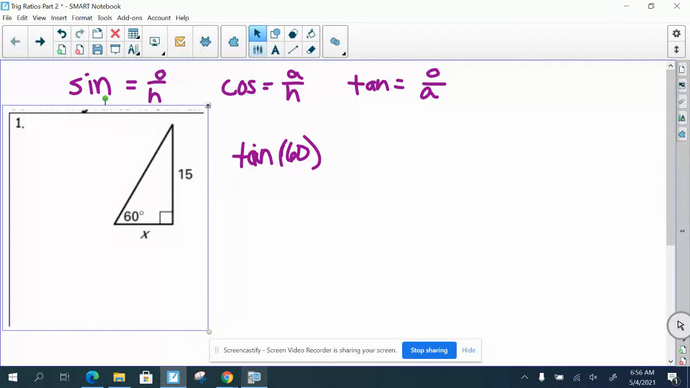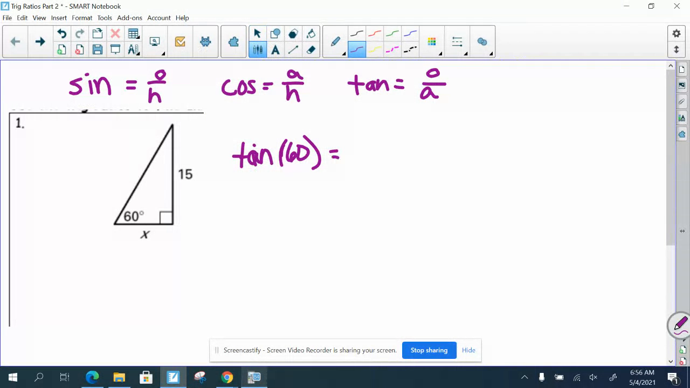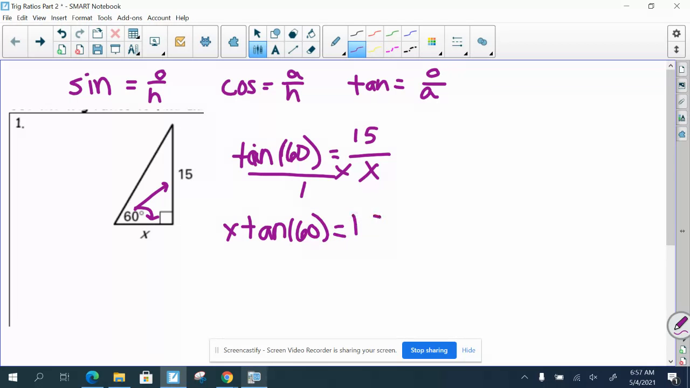So our tan of 60 degrees equals opposite, which is 15, over adjacent side, which is x. The adjacent side is the one that it's next to, that it's touching. That's not the hypotenuse. Okay, so here, how do we solve for x now? So if I put tangent of 60 over 1, then I can cross multiply. So I would do x times tangent of 60 equals 1 times 15, so just 15. And then to solve for x, I would divide both sides by the tangent of 60.